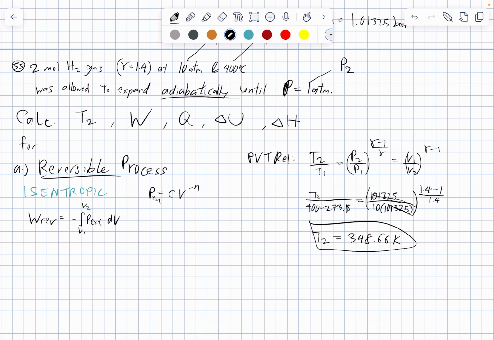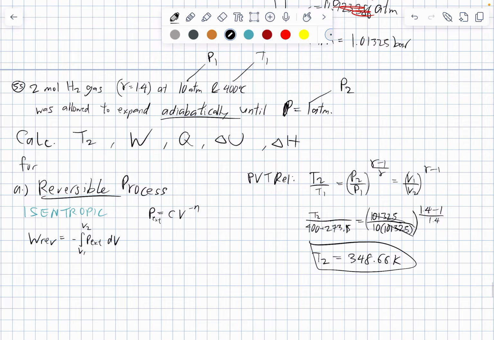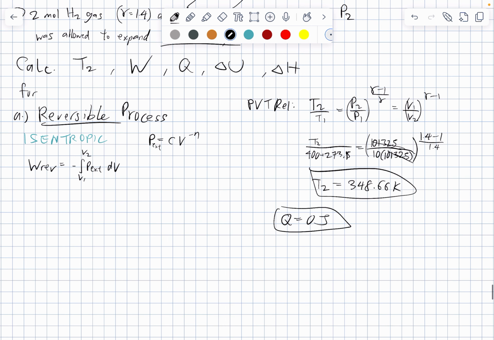What now? Do we have P external? I don't think so, no? How about delta U first? Let's find this first. Internal energy change in an adiabatic process is n C. Oh yeah, adiabatic process. Q equals 0 joules for an adiabatic process. There is no heat transfer basically, no?